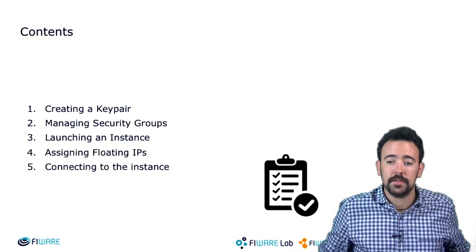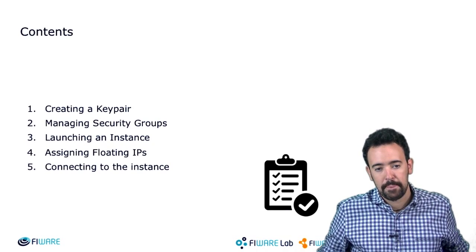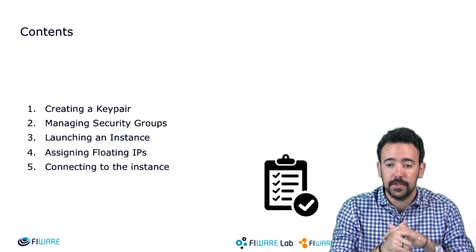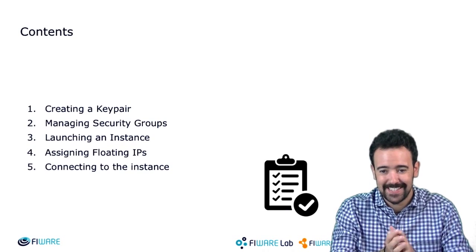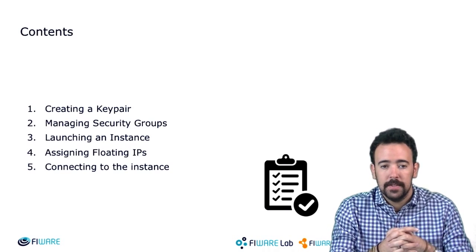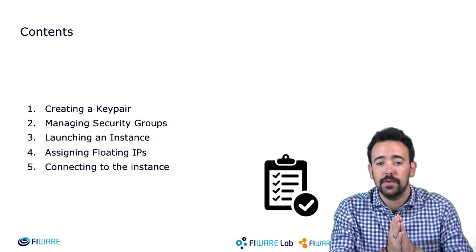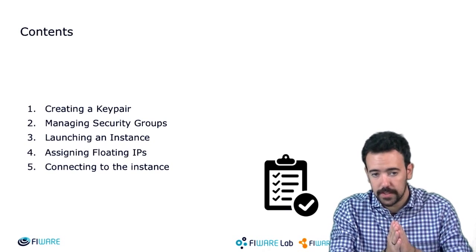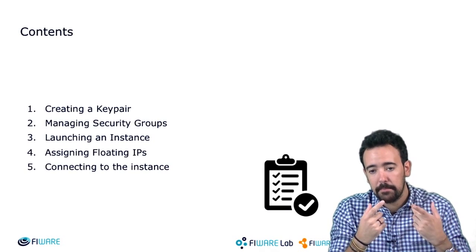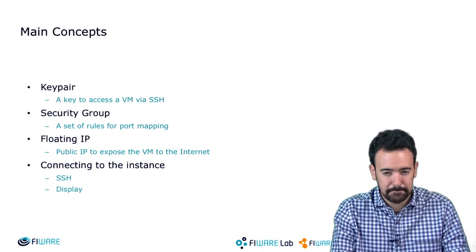In order to do so, you need to understand some steps that are needed not only to launch the virtual machine, but also to be able to connect to it using the command line, the SSH tool. Okay, you need to create a key pair. You need to configure the security rules inside the security group, and you need to assign a public IP to expose the instance to the internet.